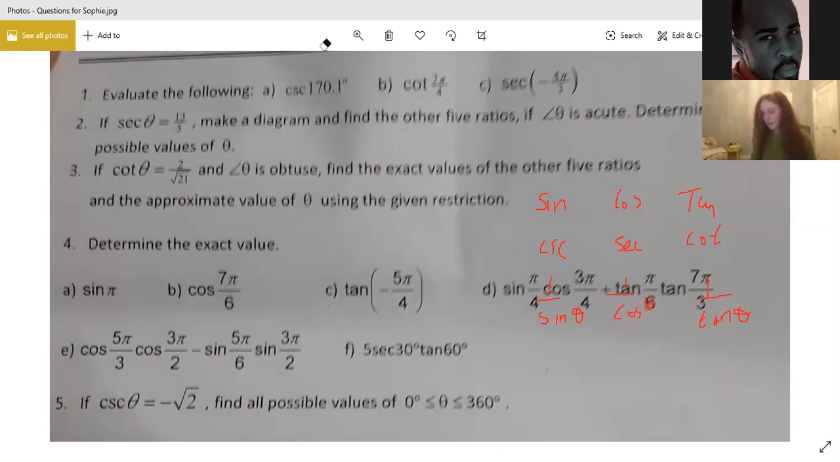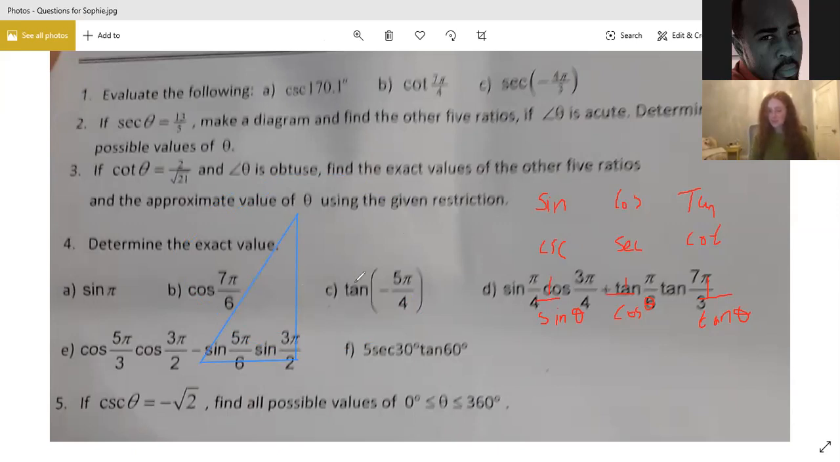Cos of theta is 5 over 13. Sine of theta is 0.0067. Csc of theta is 1 over 0.0067. Tan of theta is 2.39998. And cot of theta is 1 over 2.339998. Hold on. Make a diagram and find the other five ratios.